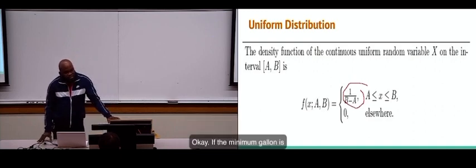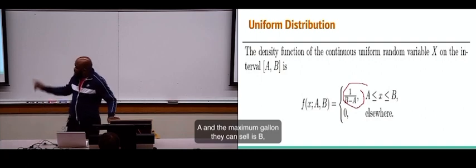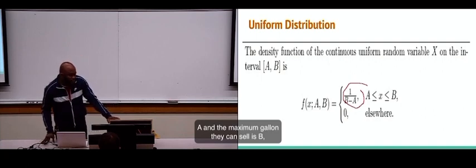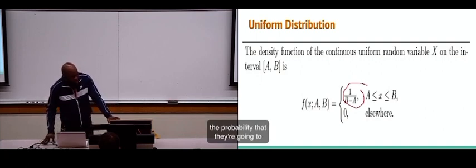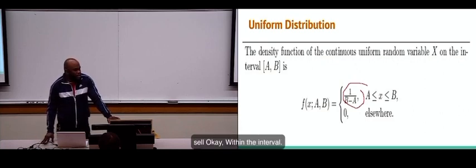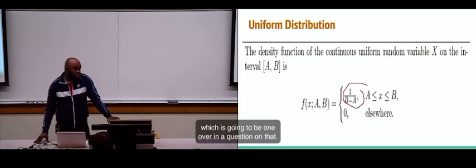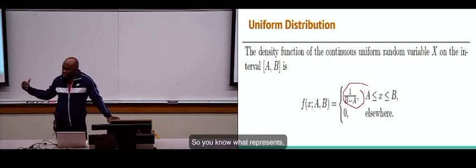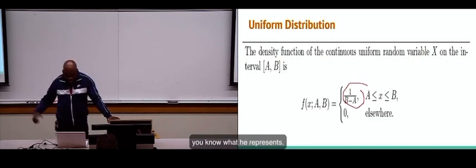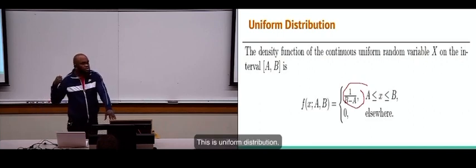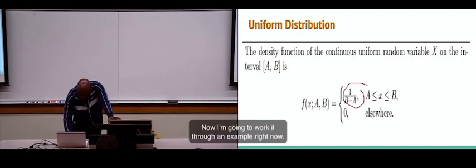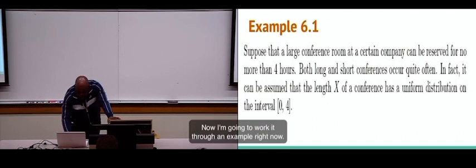If the minimum gallon is A and the maximum gallon they can sell is B, the probability that they're going to sell within the interval A and B is going to be the same, which is going to be 1 over B minus A. Any question on that? So you know what B represents, you know what A represents. This is uniform distribution.